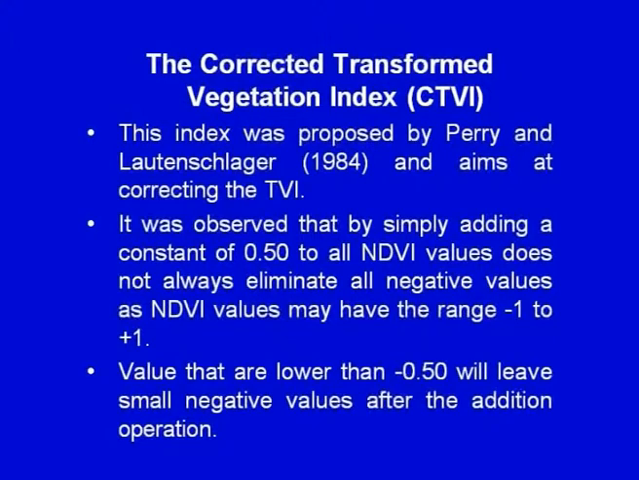The next index is the corrected transformed vegetation index, or CTVI. This index was introduced by Perry and Lautenschlager in 1984 and aims at correcting the TVI. It was observed that simply adding a constant of 0.5 to all NDVI values does not always eliminate all negative values, as NDVI values may range from -1 to +1. Values that are lower than -0.5 will leave small negative values after the addition operation.